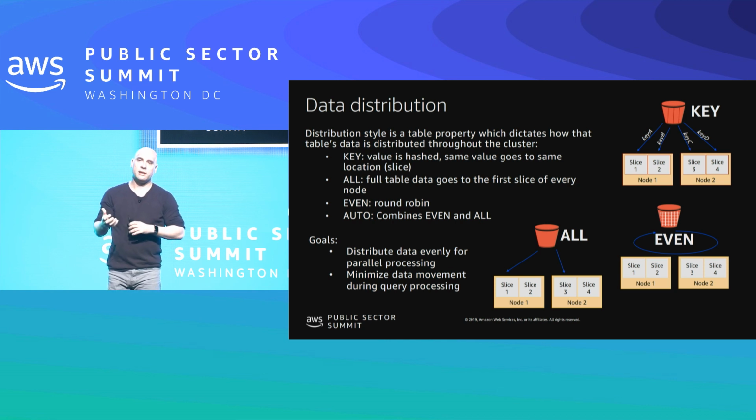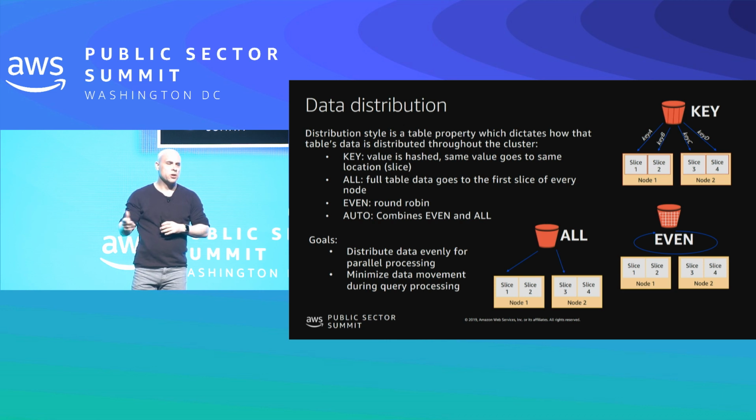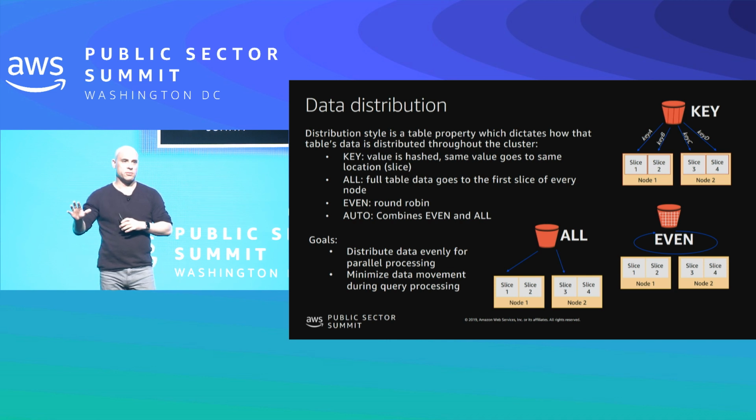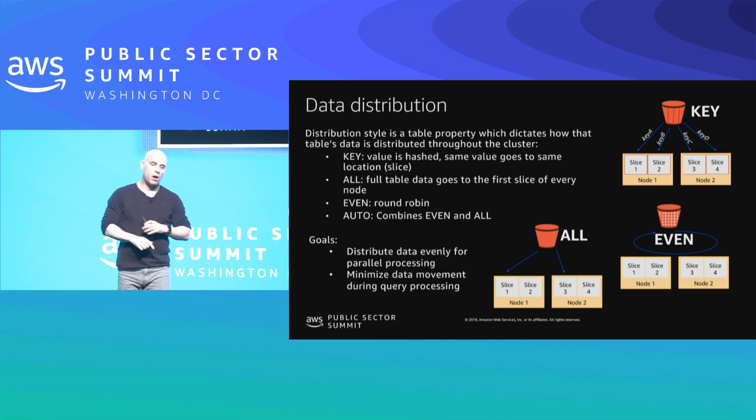The next is dist style even. What even does, maybe if you don't have a good key to distribute on, is it's like just saying, Redshift, please just distribute this data evenly for me. And we just round robin the data through the cluster. So that was the way that I used to recommend customers to use dist style even. I'll talk about auto after I'm done with all.